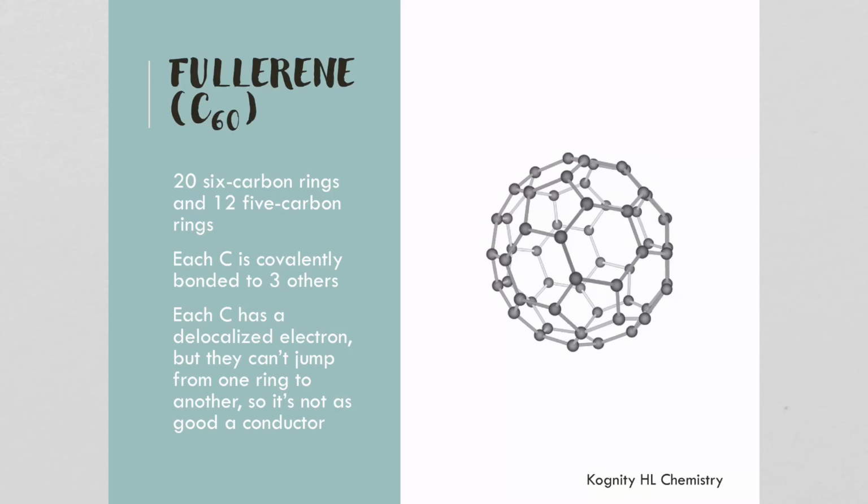bonding. So fullerene, or C60, this molecule is really interesting, or this allotrope's really interesting. We have 20 6-carbon rings, so there's one of them, and 12 5-carbon rings, so there's another one. And every carbon is covalently bonded to 3 others, just like in graphite. And each carbon has a delocalized electron. But in this case, because of these ring structures, the electrons can't jump from one ring to another, so it's not as good a conductor as graphite.